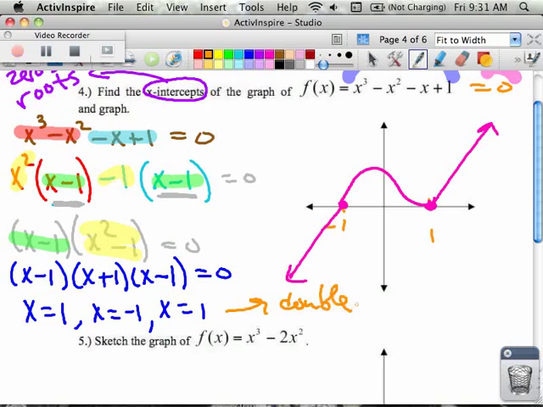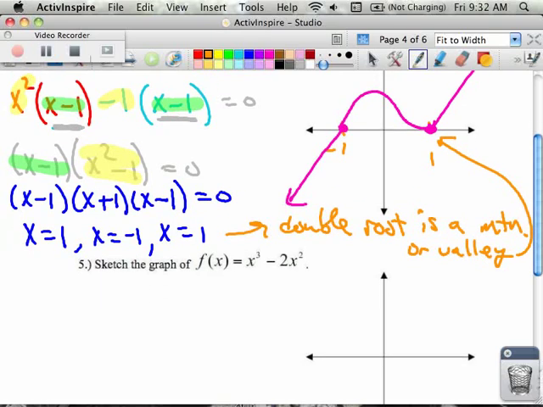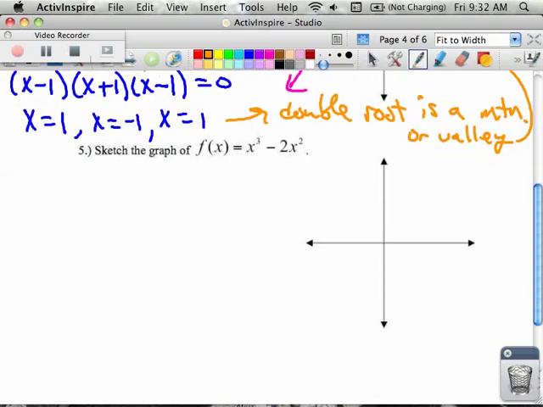Double root is a mountain or valley. Weird. Mountains and valleys in math. Let's try another one. I don't know, it's psychic ability, I guess. Let's try again. Here we go.